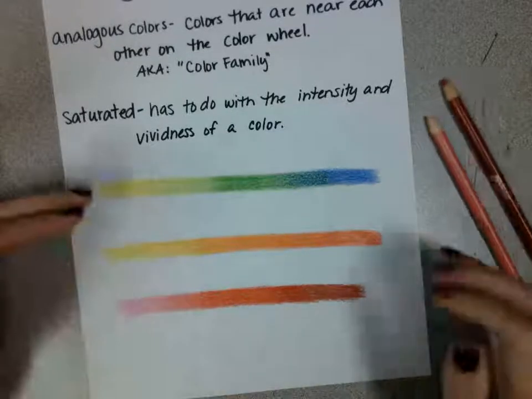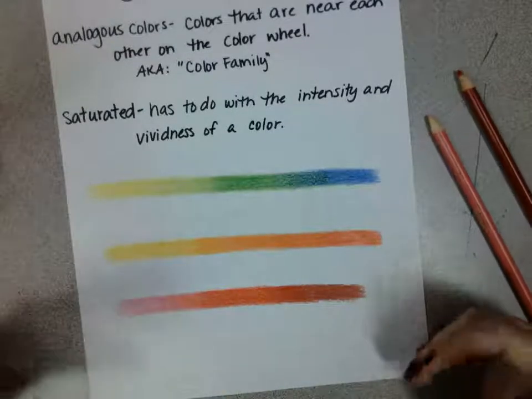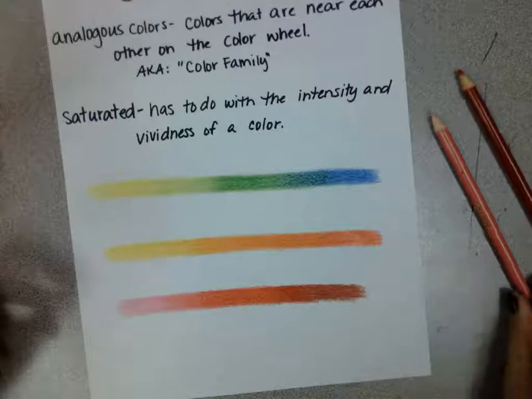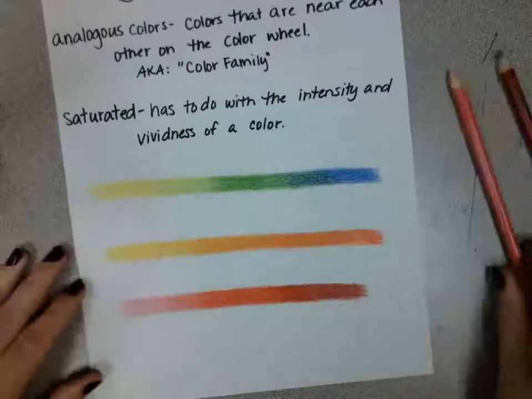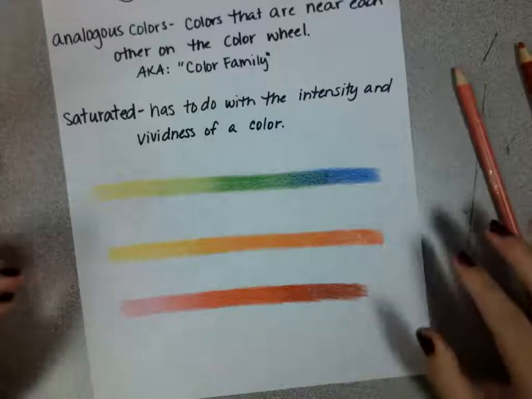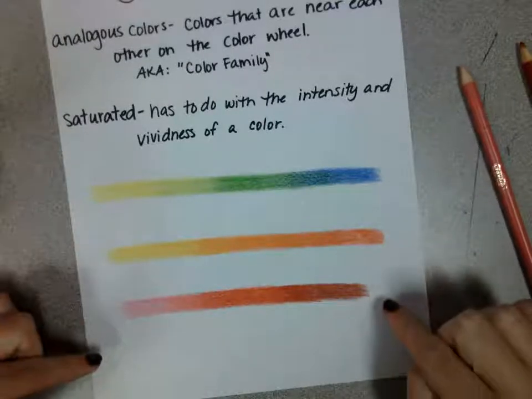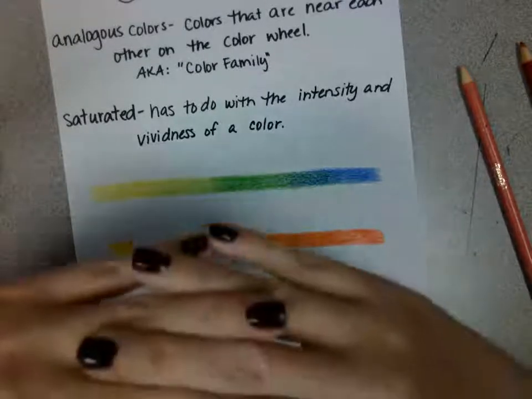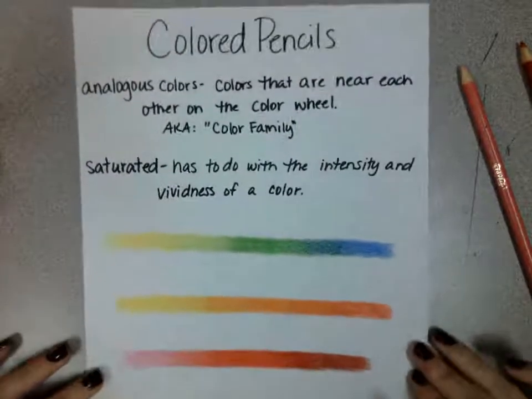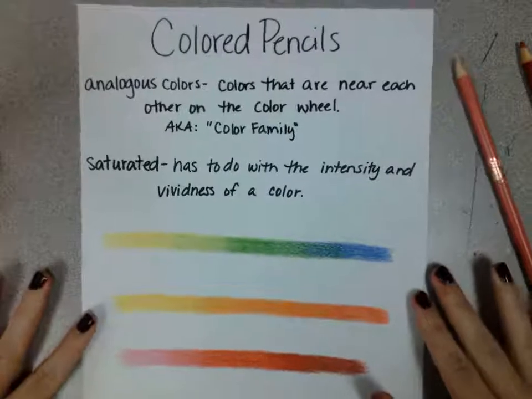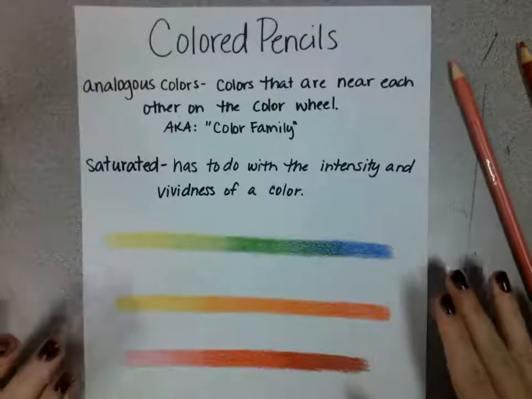Okay, and notice how these are all saturated, right? So that means they're very intense colors. They look close to what the outside of the colored pencil looks like. Okay, so they're nice and bright. They have a nice blend to them, and you can see the overlapping part, the nice transitions. Okay, so this is what you need to have for your grade on your colored pencil notes.